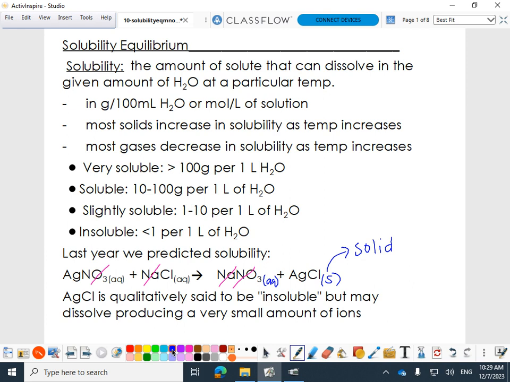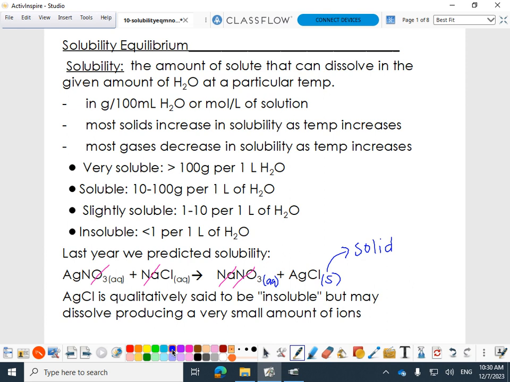Because we only did this in qualitative terms, could you see a precipitate or not, that was as far as we went. However, if you actually calculate the concentrations, then what you can find is we can get something that is said to be qualitatively insoluble to dissolve a tiny, teensy-weensy little bit, okay? And so that's what we're going to do this year. We are going to look at where we force something that we would have qualitatively said was insoluble. We're going to get it to dissolve a very, very small amount.